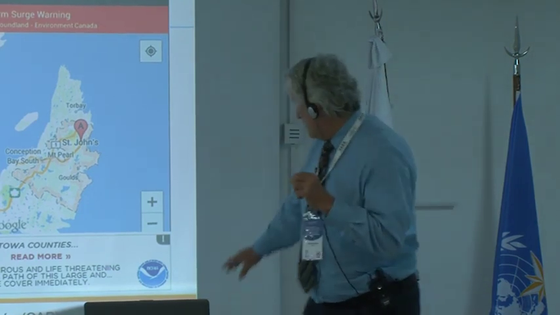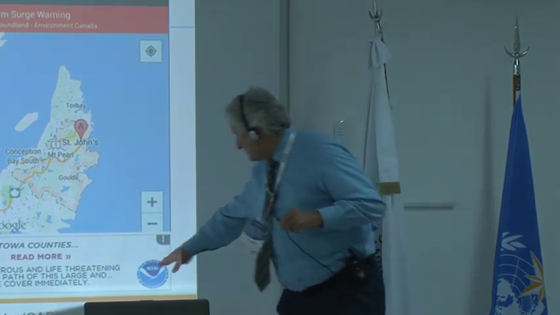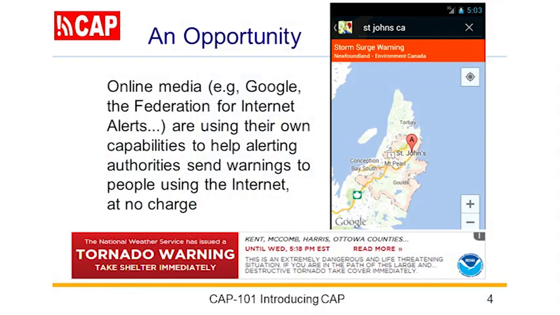Now, for the alerting authority, this, for example, is the National Weather Service, NOAA, part of the US government. Here, it's Environment Canada. Those weather services didn't have to spend anything extra to get Google and advertisers to show their alert. The one thing they had to do was put it in a way that's easy to process, and that is the Common Alerting Protocol, the CAP standard.